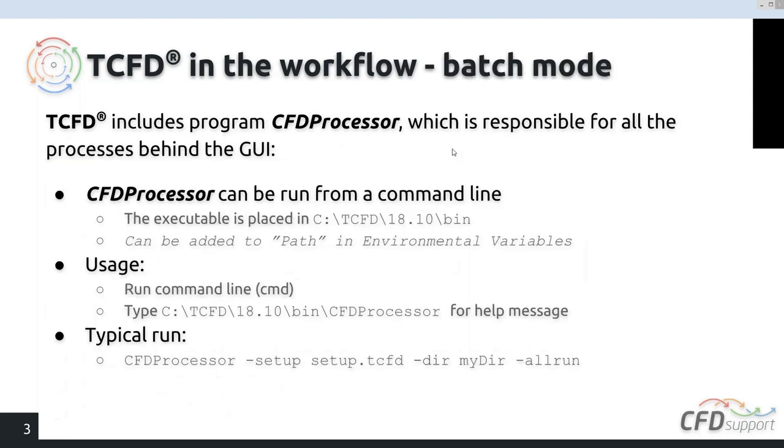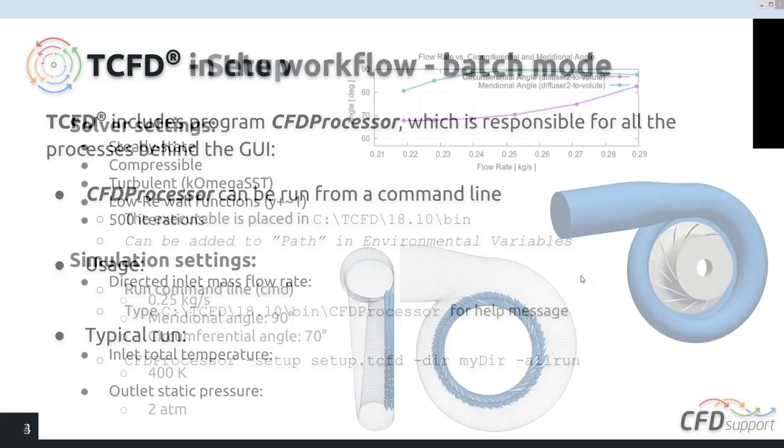To be fully automated, TCFD includes the batch mode, which can be run by the program called CFD processor, which basically manages all the steps behind the TCFD workflow. And it can be simply run as the command CFD processor with the provided configuration file, and just tell where to store the results. And the option all run means that everything runs by one command.